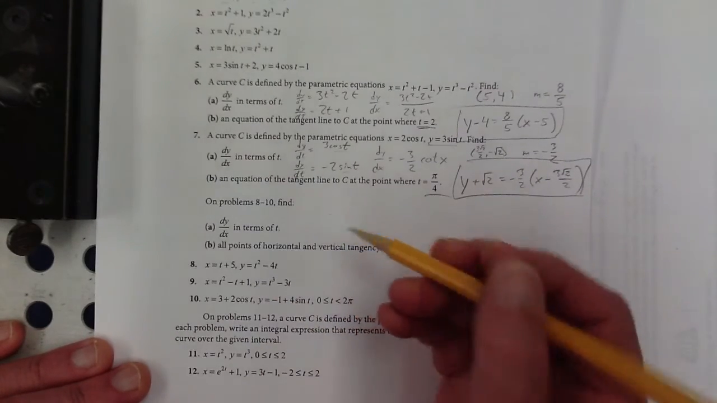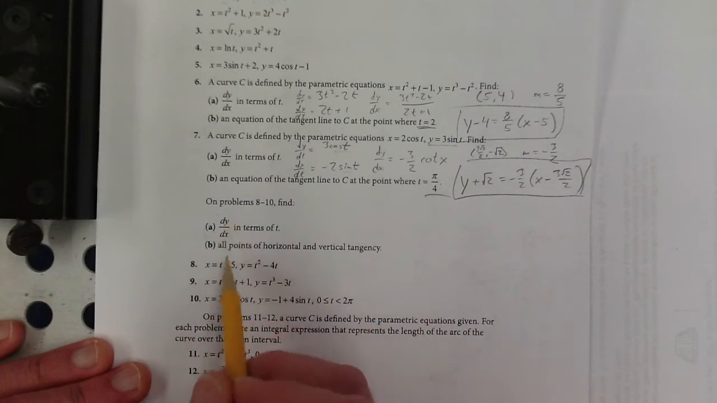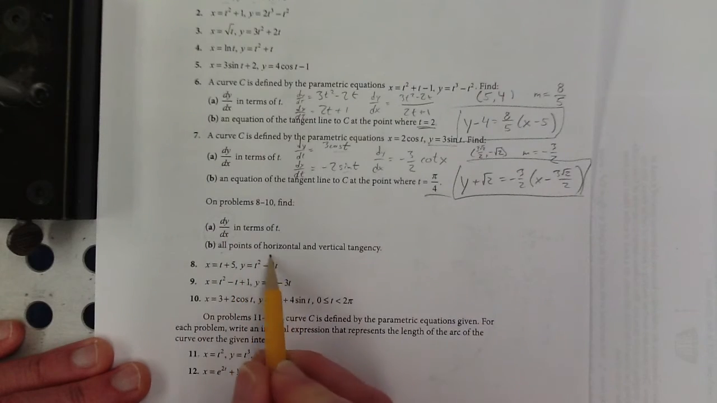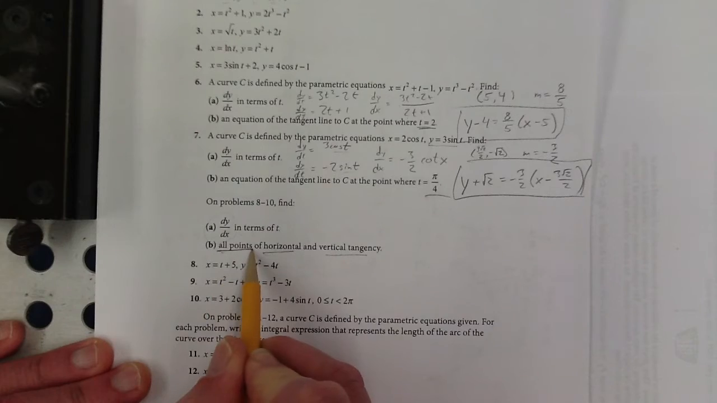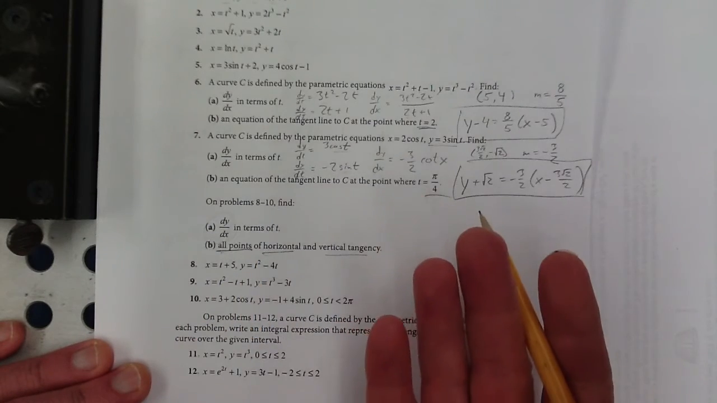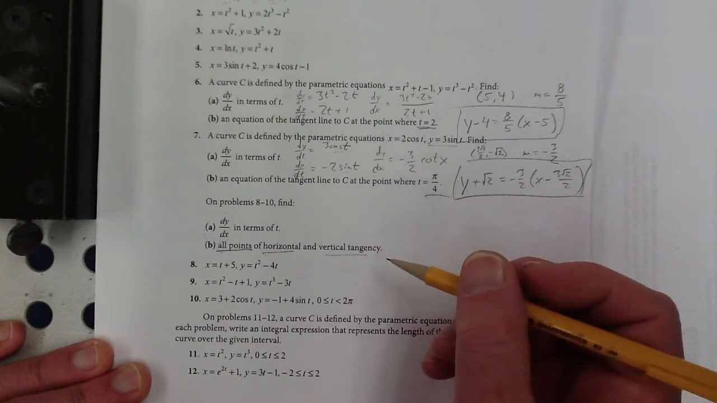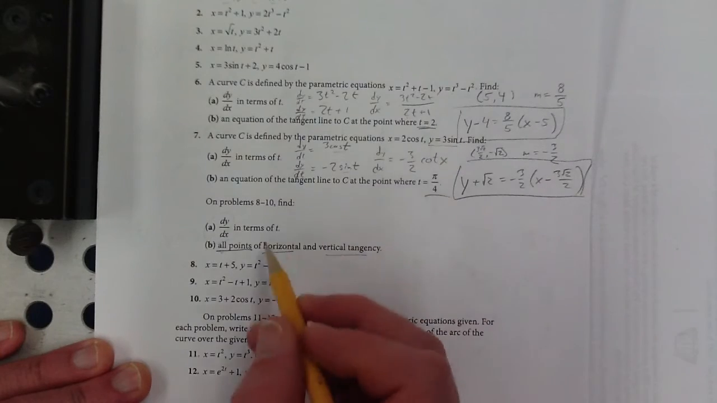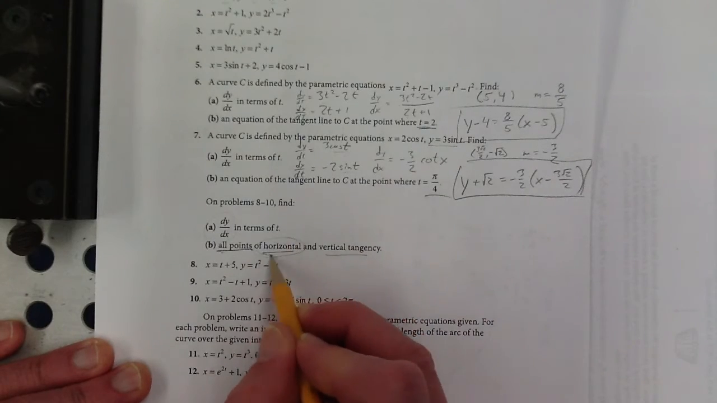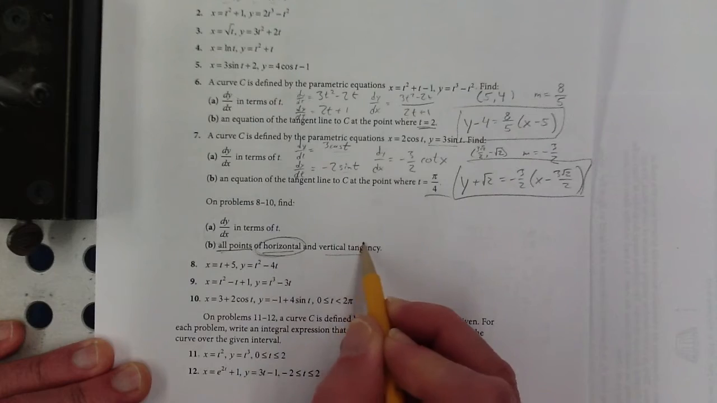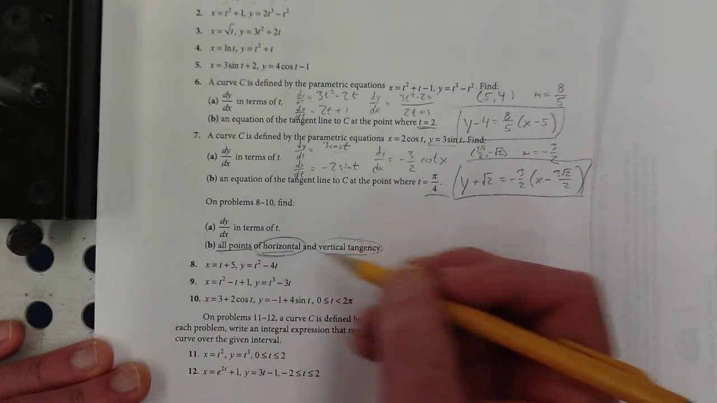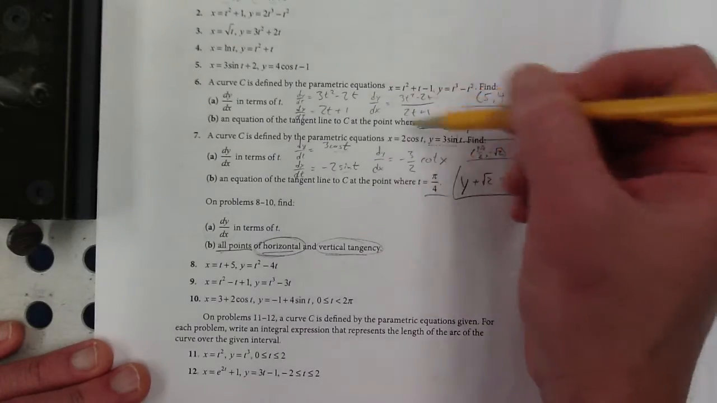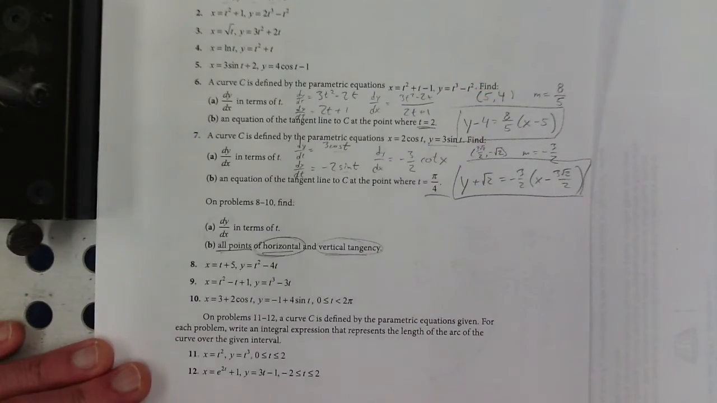In problems 8 through 10, we want to find dy/dx again, and then find all points of horizontal and vertical tangency. And it says all points, right? So we can find the t values that make the horizontal. That will be when the top of the slope is equal to 0, and vertical is where the bottom of the slope is equal to 0. And of course, all these things have tops and bottoms because of the way we're constructing them.